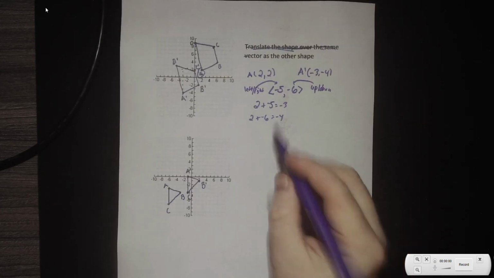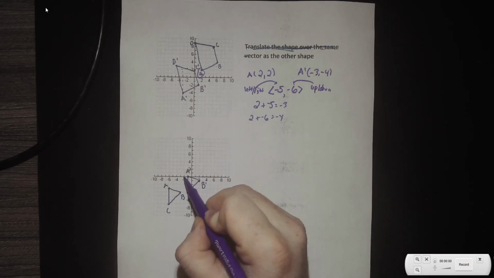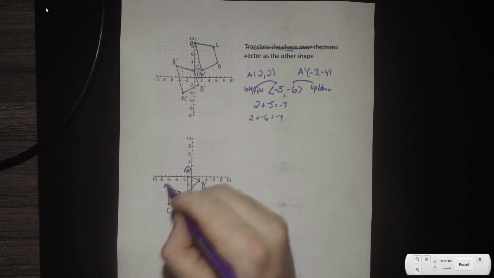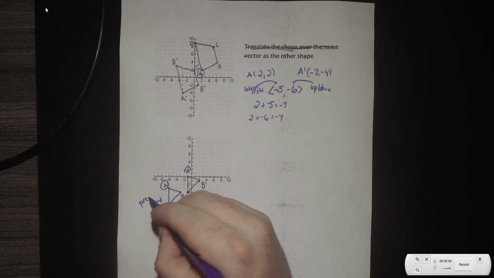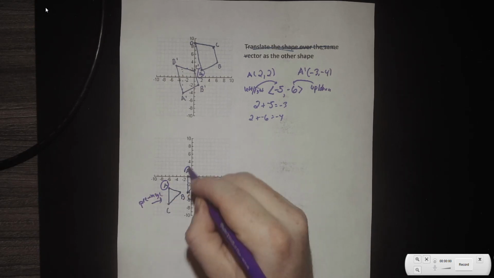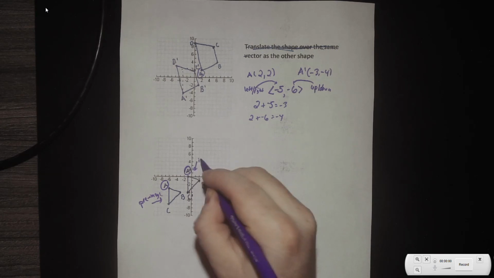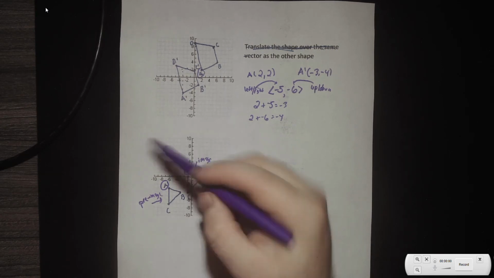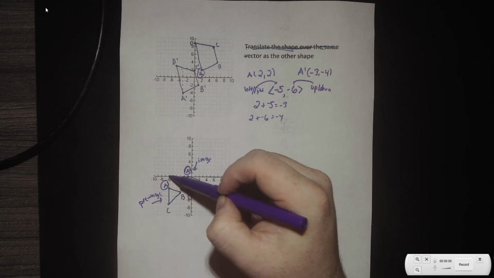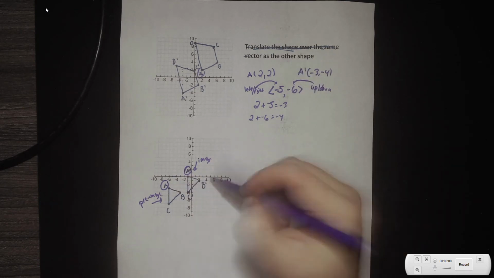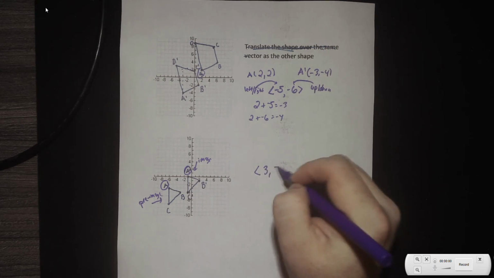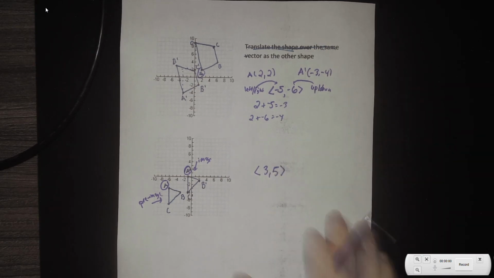Same thing here. If I just count, A is my pre-image, so that's my pre-image right there. And then A prime is my image. We're going to get 1, 2, 3. 1, 2, 3, 4, 5. And we're going in positive directions, so 3, 5 is my vector. Okay.